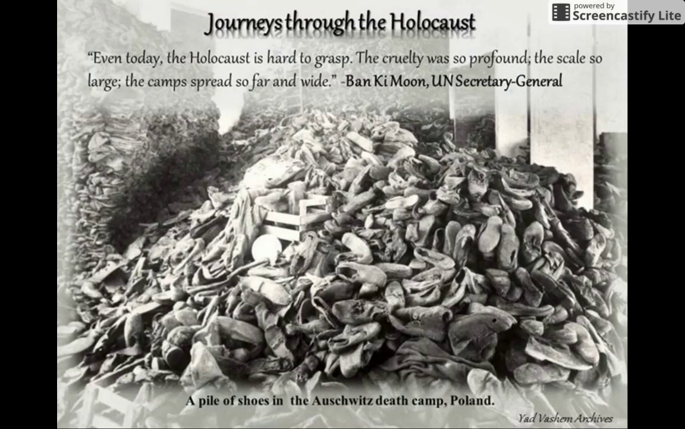If you look at this picture, this is from the Auschwitz death camp in Poland, and what the Nazis would do is they would make the prisoners take off all of their shoes and the rest of their belongings, and there were piles of shoes in these death camps.